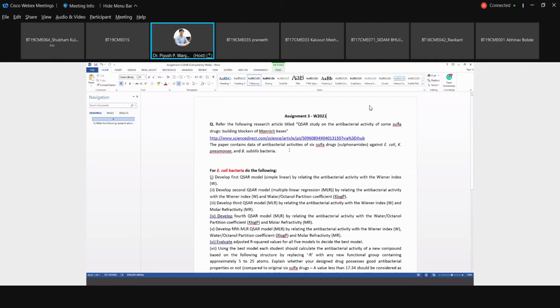So in your case, in assignment number 2, you have already determined the molecular descriptor values using the software, so you have to use those in this assignment, and the values you have to use for activities. So let me just explain the stuff related to the activity value, what you have to do.